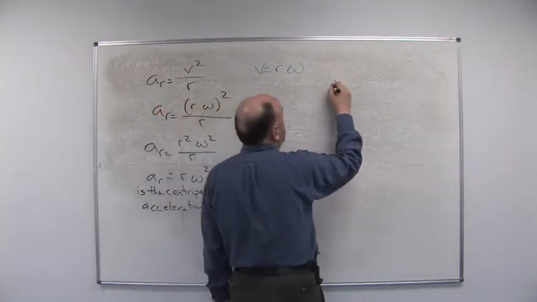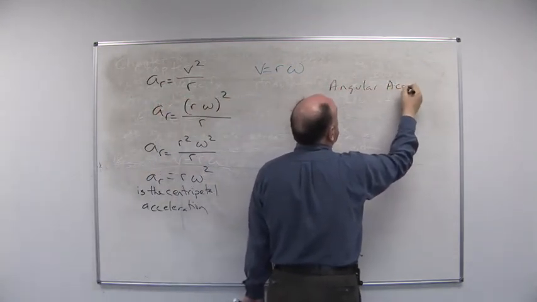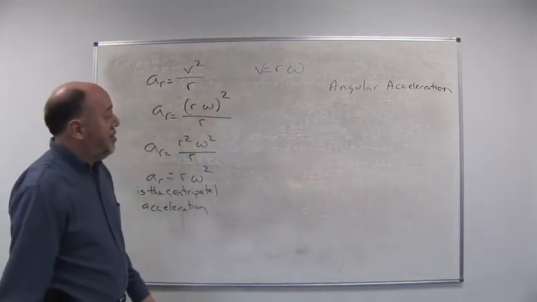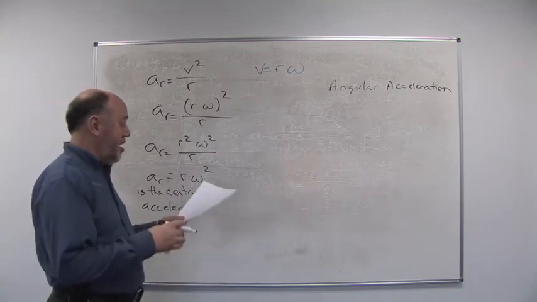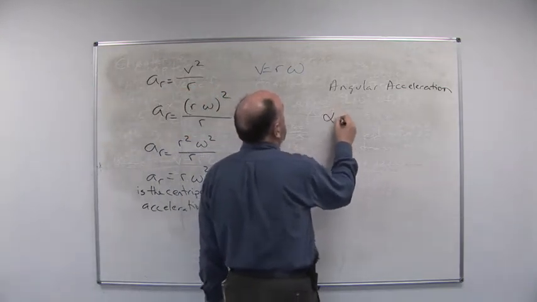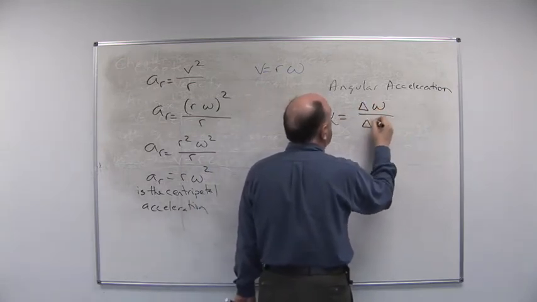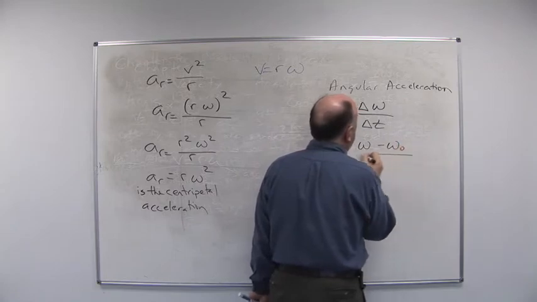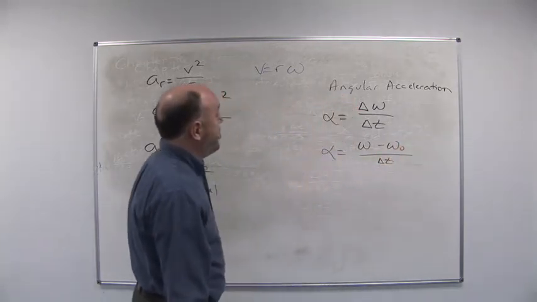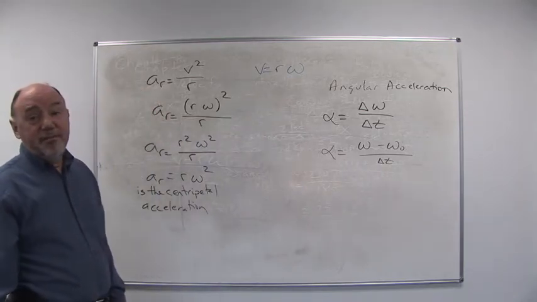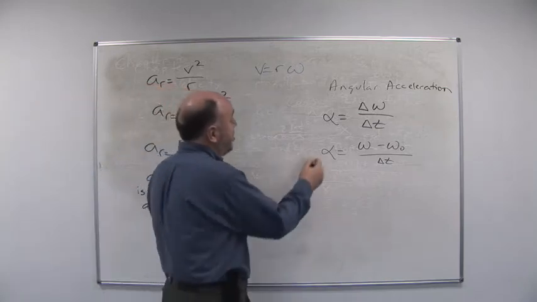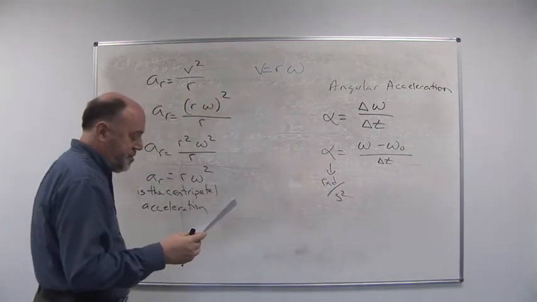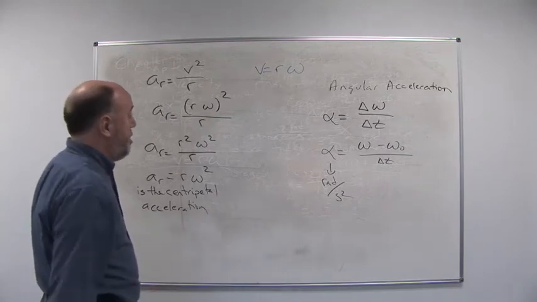We can also look in terms of the angular acceleration. So we said from chapter 2 that linear acceleration was just change in velocity over change in time. And so now we get angular acceleration is going to be the change in angular velocity over the change in time. So this will be omega minus omega naught, divided by the change in time. And we said in chapter 2, acceleration was in terms of meters per second squared. And so now here, this will be in terms of radians per second squared.